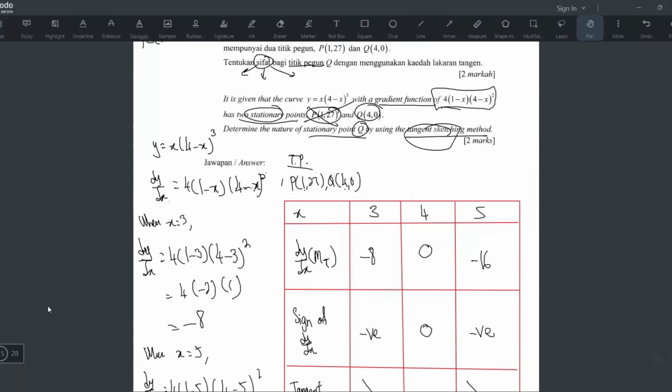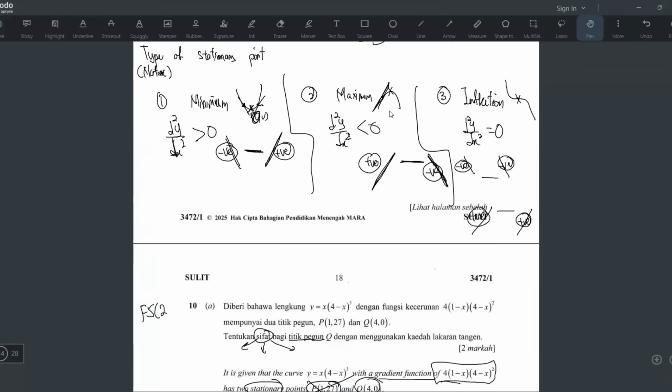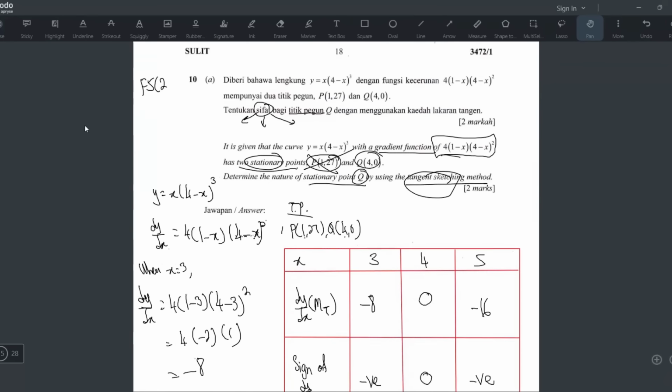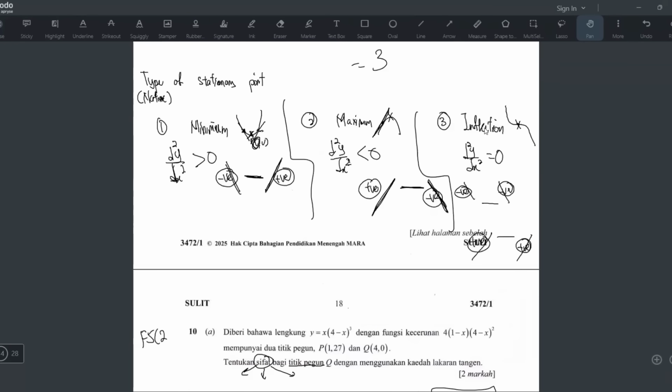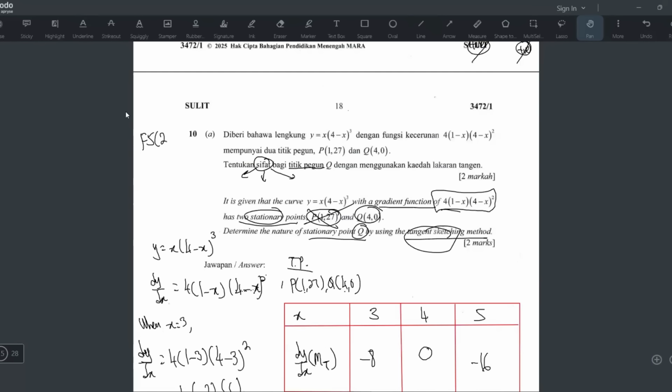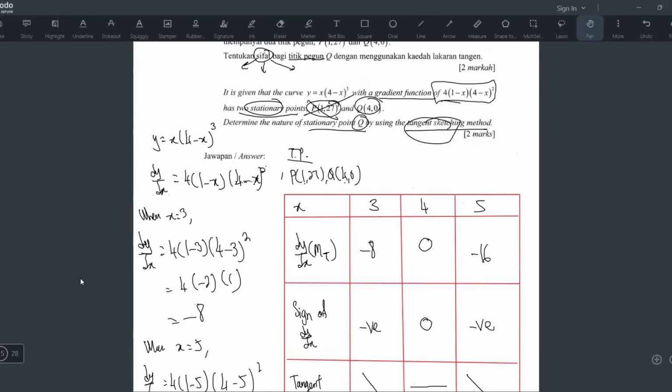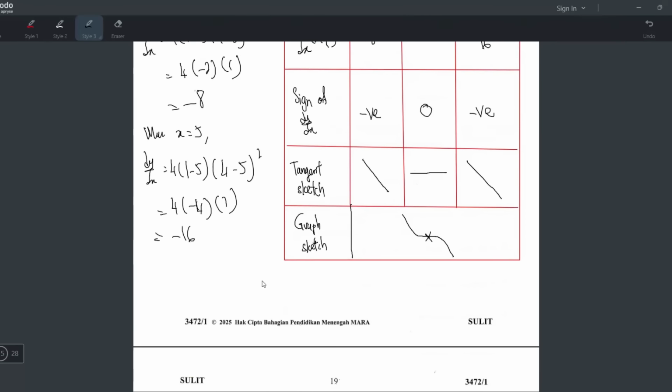So now you know already, is it a minimum point or maximum point or inflection point? It's an inflection point, because I told you, for an inflection point it's always like this. Before the turning point and after the turning point will be both negative gradient or both positive. All right, so now we can write down the nature of point Q. We can say point Q is an inflection point.